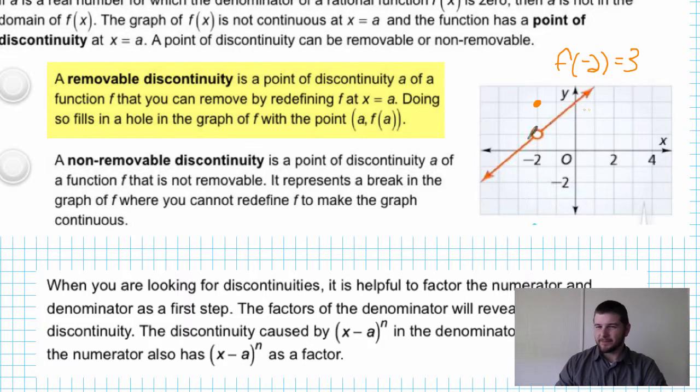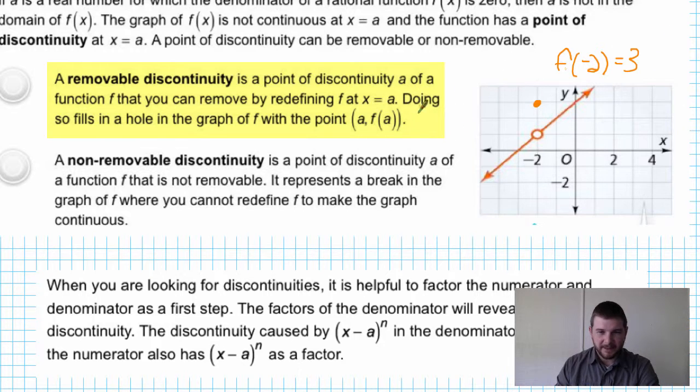All right, so that doesn't match our function. This is just an example of how a removable discontinuity works. If given this graph, we could just think of this dot as having moved somewhere else. It's just defined somewhere else. Often these will be represented with piecewise defined functions, but we'll see more on that in the future.